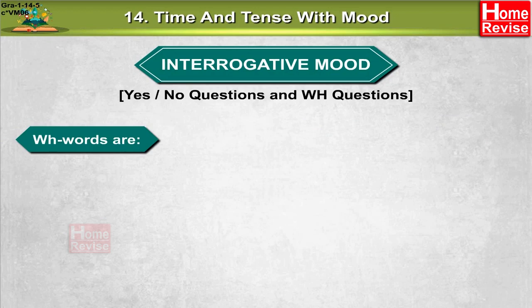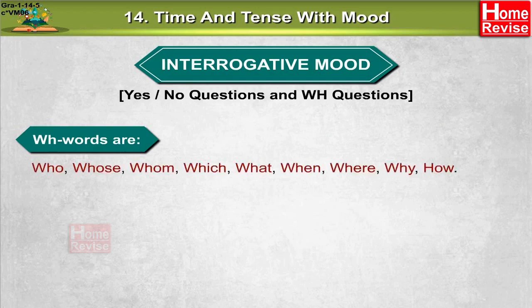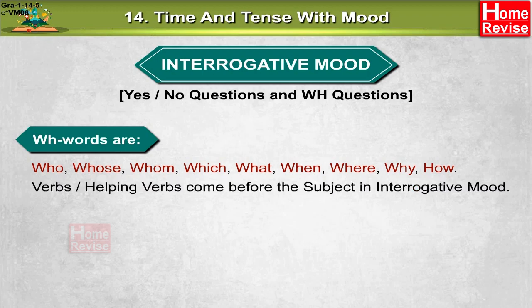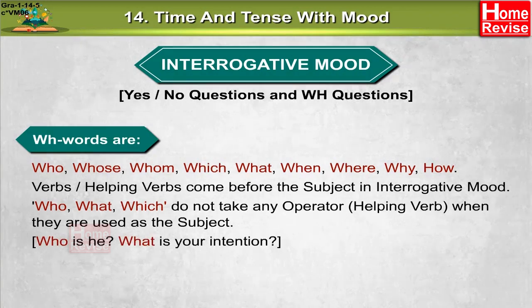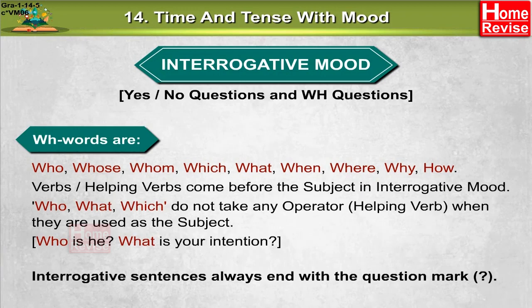WH words are who, whose, whom, which, what, when, where, why, how. Verbs or helping verbs come before the subject in interrogative mood. Who, what, which do not take any operator, that is helping verb, when they are used as the subject. Who is he? What is your intention? Interrogative sentences always end with the question mark.